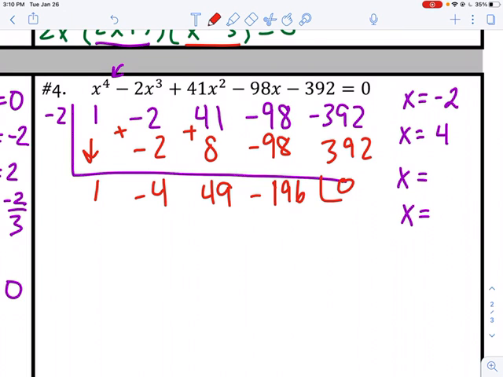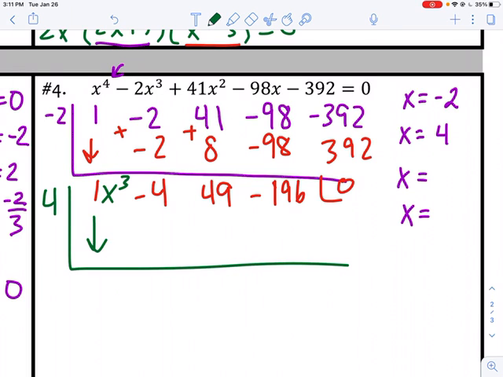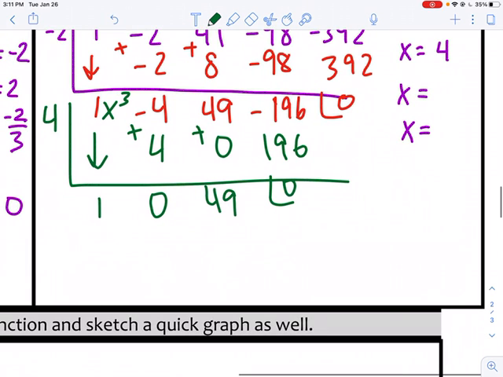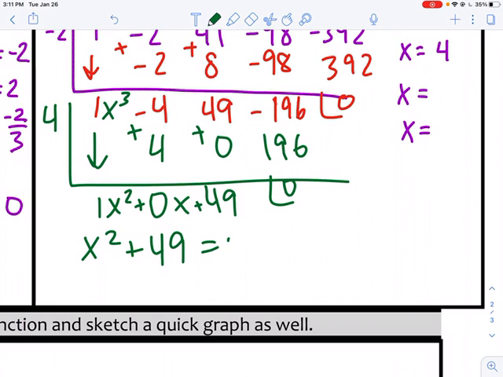All right, now I can just jump straight to dividing out that next number. You do just need to make sure you're keeping track of where your powers are. We started with a 4, we took 1 out, we now have a 3. So let's take another one out now. Let's take out that 4. So drop the first, multiply with the 4, and add. And multiply, and add. And multiply, and that's going to work out nicely as well. So now we have left over x squared plus 0x plus 49 equal to 0.